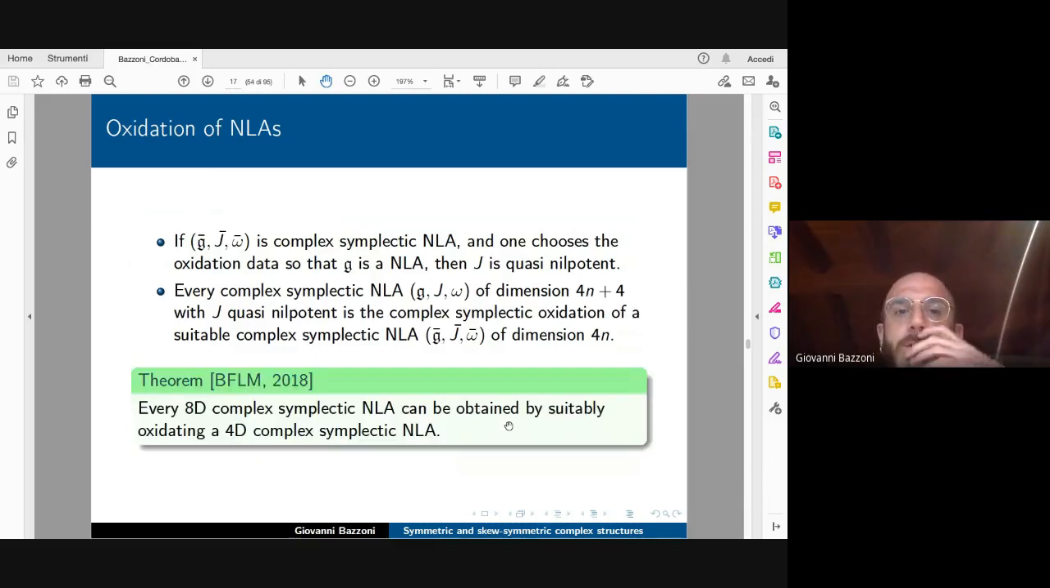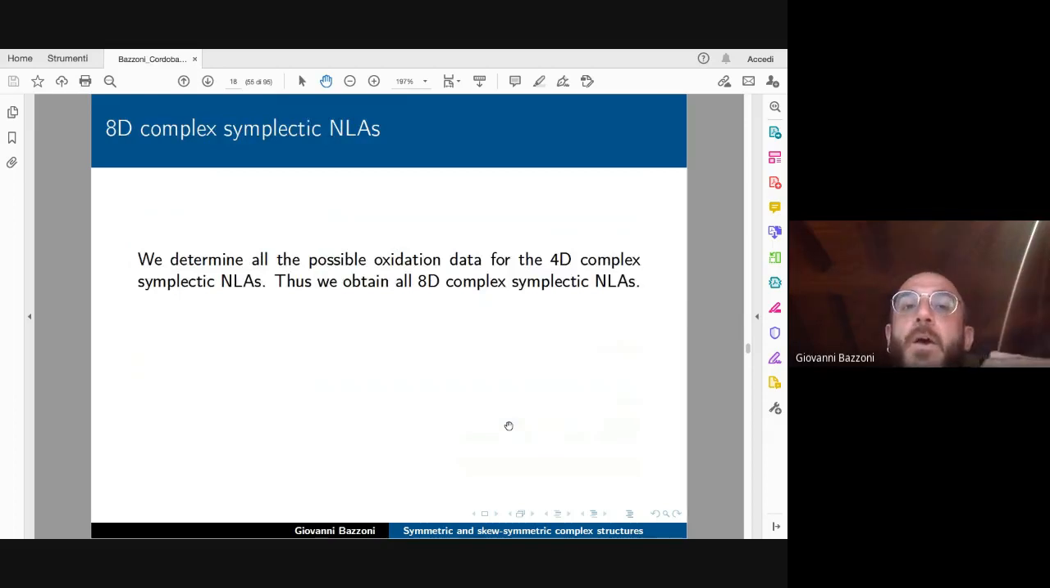Okay, so this says that every 8-dimensional complex symplectic nilpotent Lie algebra can be obtained by suitably oxidating 4-dimensional complex symplectic nilpotent Lie algebras. So all of them can be obtained that way. We actually determined all the possible oxidation data. So in principle, we do have a classification, but it's very hard to tell whether this data produce isomorphic Lie algebras. So we don't know that. So we have a list, but we don't know that the list is non-redundant.